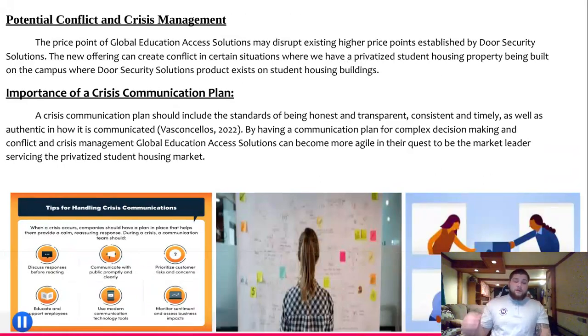But with communication plans, you have to have a conflict and crisis management backup plan for how to handle situations that could potentially be risks to your communication plan and could hinder things.